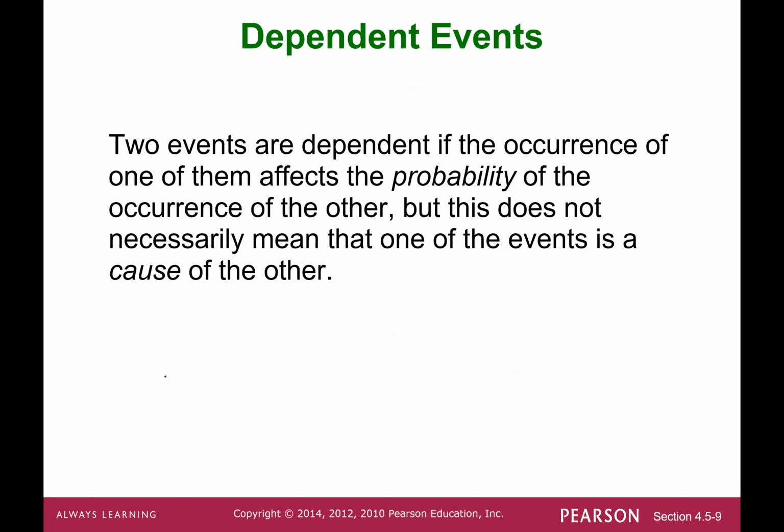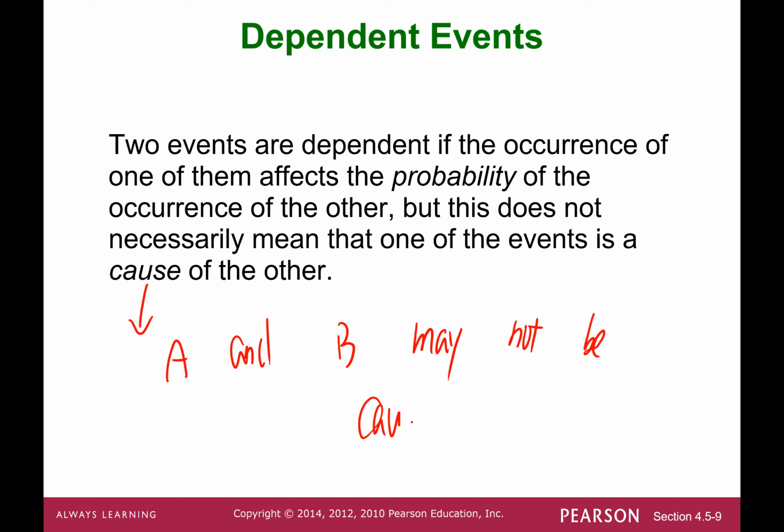Now, two events are dependent if the occurrence of one of them affects the probability of occurrence of the other. It doesn't necessarily mean that they have a causal relationship, right? A and B may not be causal. Meaning A does not cause B, right? Or B does not cause A. They just have some connection. That's all. So A does not cause B, or B does not cause A.